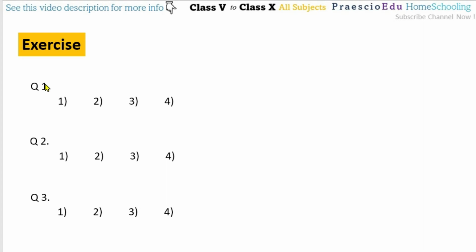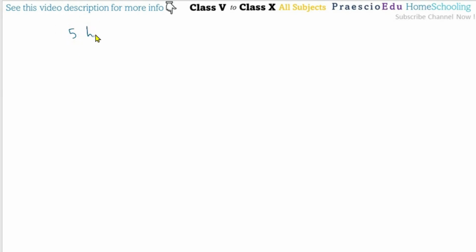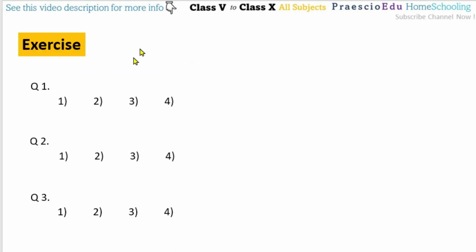So for the exercise on page number 218, question number 1 is there. 5 hours 35 minutes equals how many minutes? The 35 minutes is already given, so we have to convert the 5 hours. To convert this, we multiply by 60, because 1 hour is equal to 60 minutes. So 5 multiplied by 6 is 30, and the 0 means 300, plus this 35 minutes. So this is 335 minutes, and this is given in option number 3.